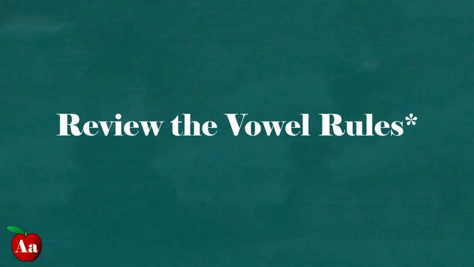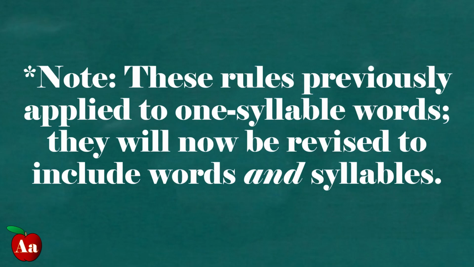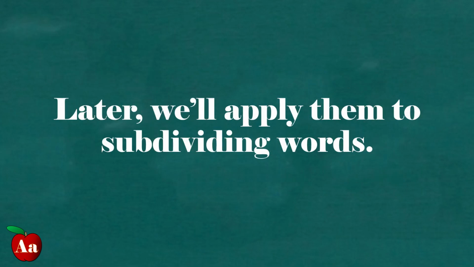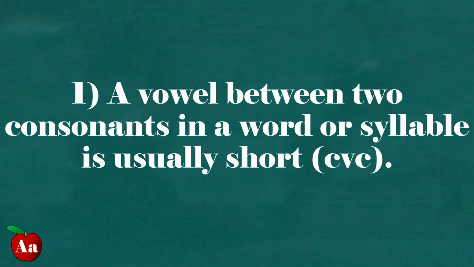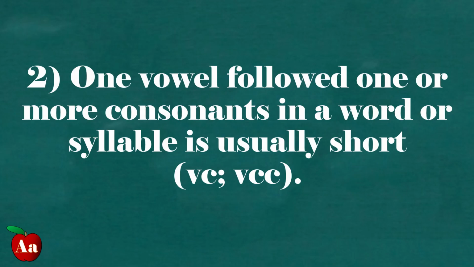Review the vowel rules. Note, these rules previously applied to one-syllable words. They will now be revised to include words and syllables. Later, we'll apply them to subdividing words. Number 1, a vowel between two consonants in a word or syllable is usually short. Number 2, one vowel followed by one or more consonants in a word or syllable is usually short.